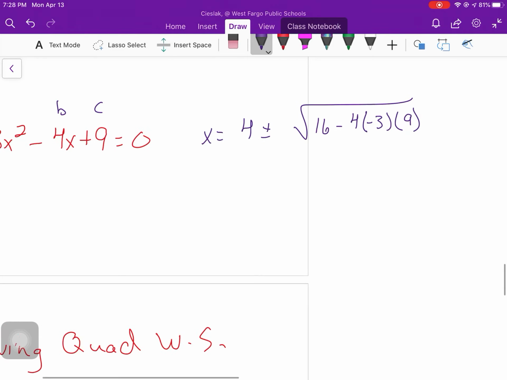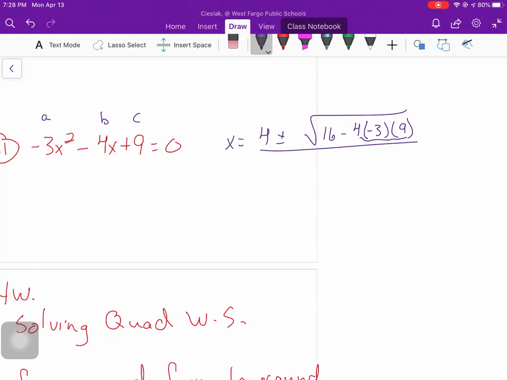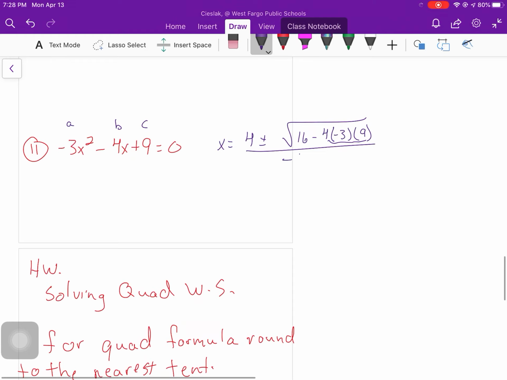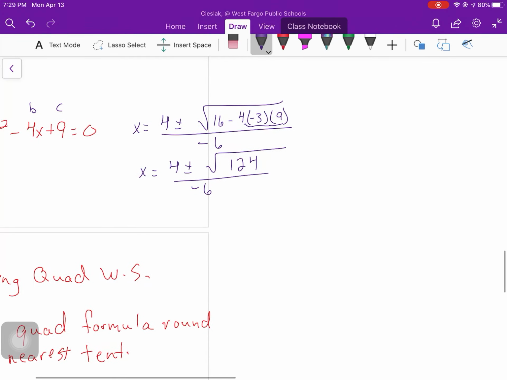Okay. Again, this is minus, and this is going to come back as a negative value. I always forget to do this right away. Let's put this over 2a. That's over negative 6. When you simplify this on your next step, you're going to get 4 plus or minus the square root of 16 minus 4 times negative 3 times 9, which should come out as 124. And now this is all divided by negative 6.